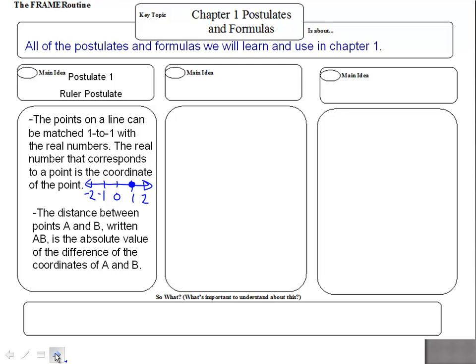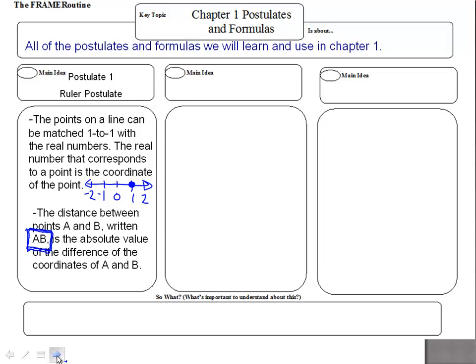The second part of it says the distance between points A and B, written AB, is the absolute value of the difference of the coordinates of A and B. So if you subtract two coordinates and take their absolute value, that gives you the distance. A key thing to notice: we write distance like this, with two capital endpoints and no sign above them. This would be read as the distance AB, the distance from A to B.